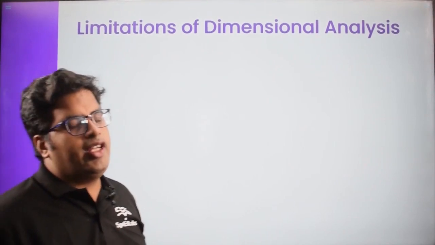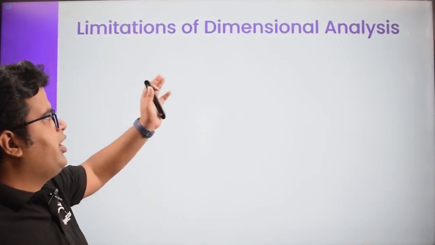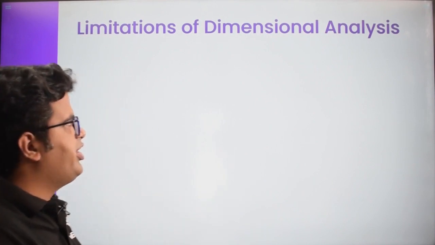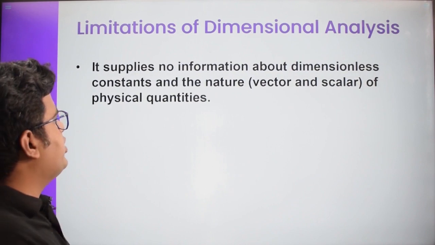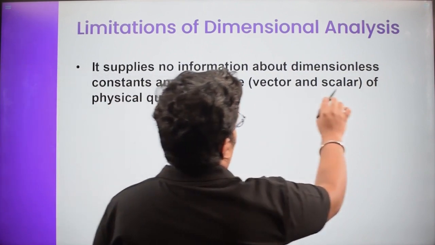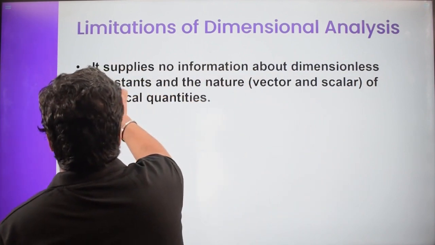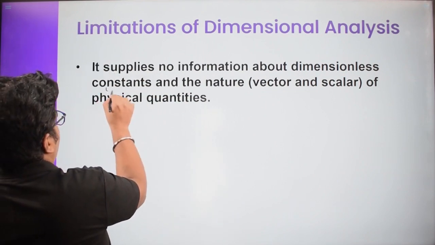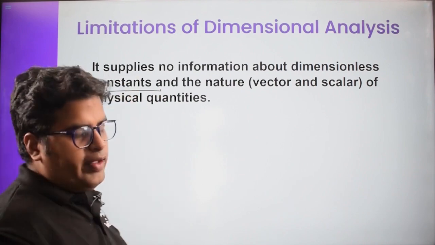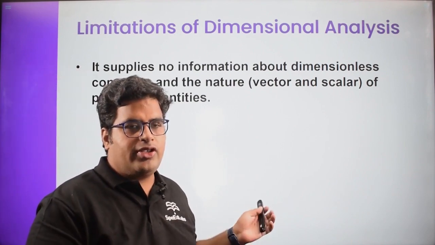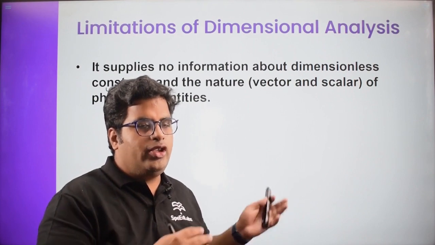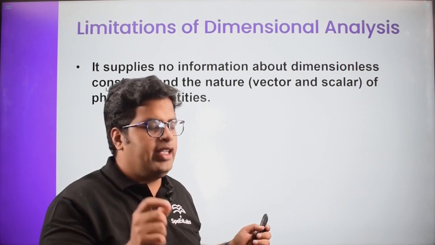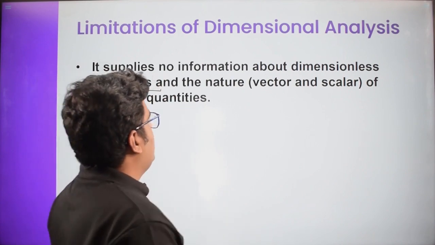Students, now we are going to see the limitations of dimension analysis. We have a few limitations. What are those? Let's see. So basically the first limitation is that it supplies no information about the constants. When we were using that last relation, the time period, that was basically 2 pi under root L by g. But the limitation of dimensions is that we cannot find that constant, right? So that's the limitation.